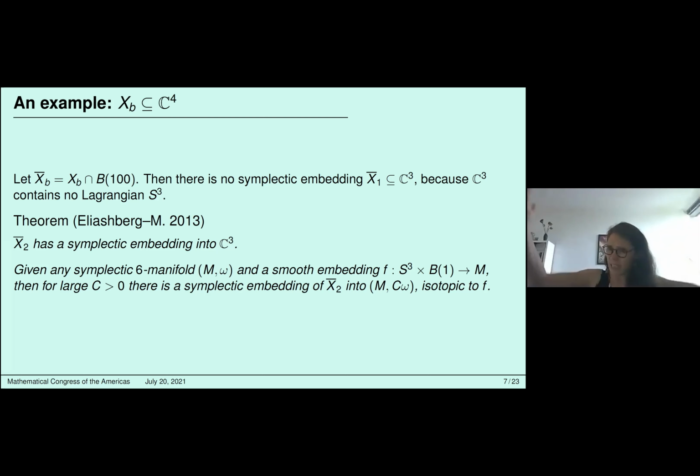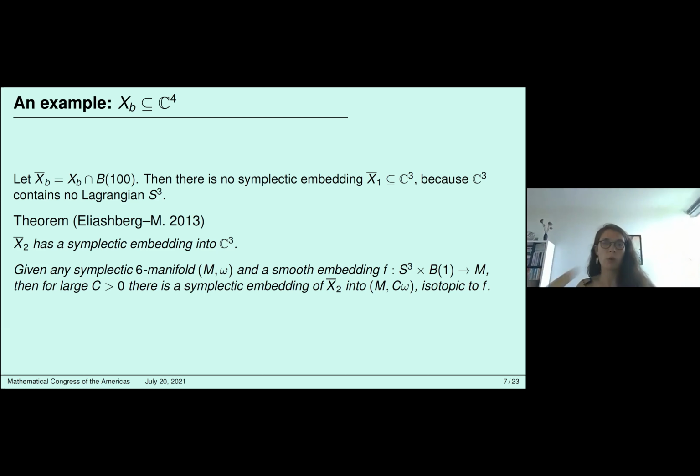I need to rescale just for volume obstructions, for instance. I need to assume that the total volume of M is at least the total volume of this X2 bar. But despite that, up to scaling, we can in fact embed this X2 into anything, into any smooth class.